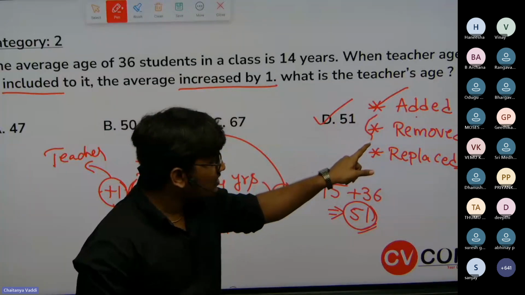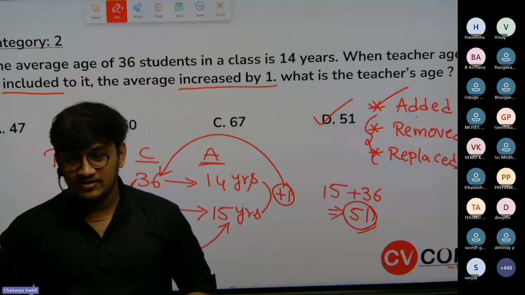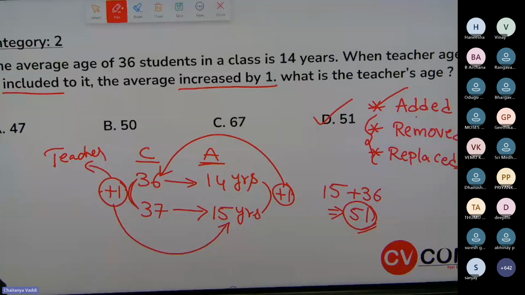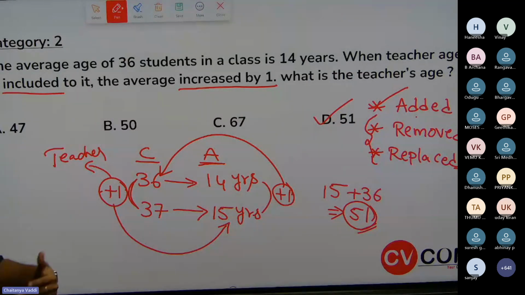Next we are going to solve these two questions. One is person removed, and the next one is person replaced. I hope you all are clear with this. Yes, many students posted 51. Very good. Okay, let's go with the next question.